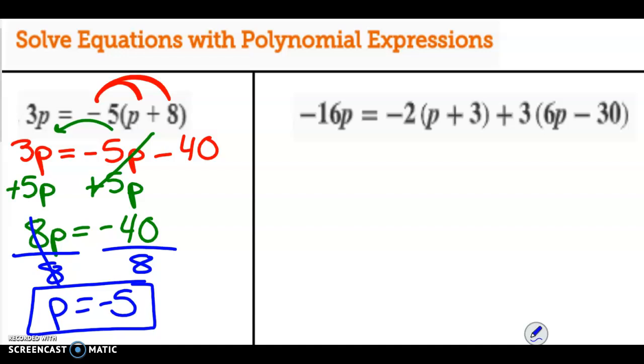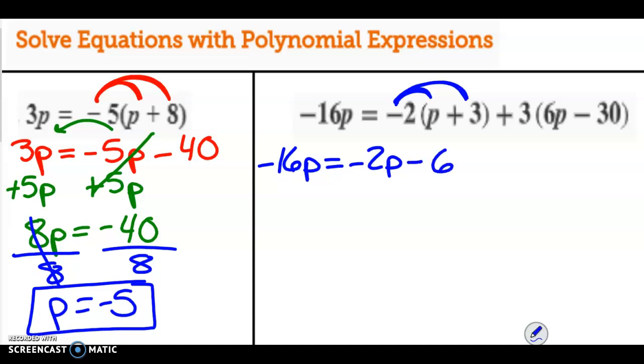Okay? For the next one, I've got a couple situations where I need to distribute first. My first distributive step is going to be the -2 times both of those pieces in p plus 3. So I have -16p here on the left. -2 times p is going to be -2p. And -2 times 3 is going to be -6.